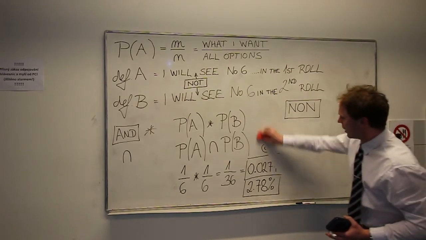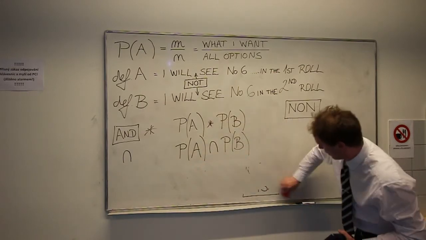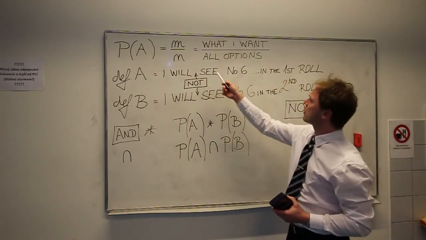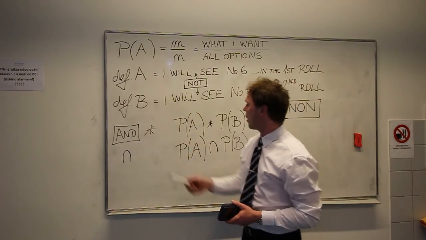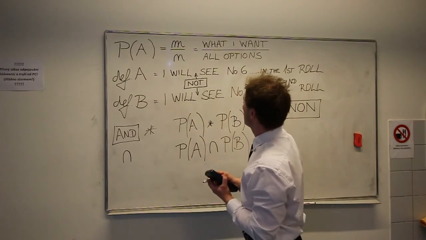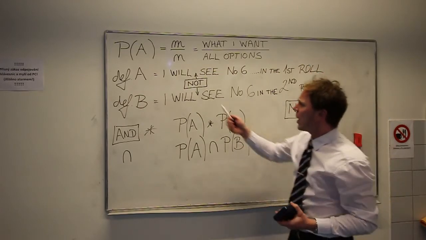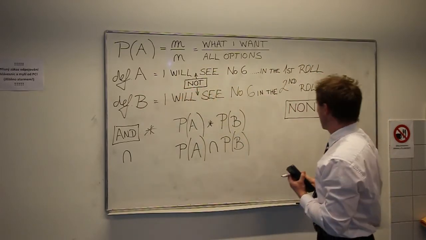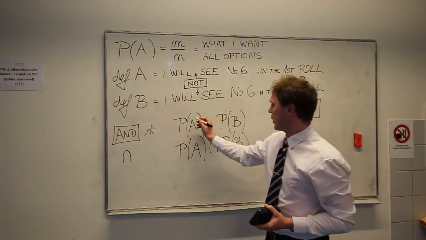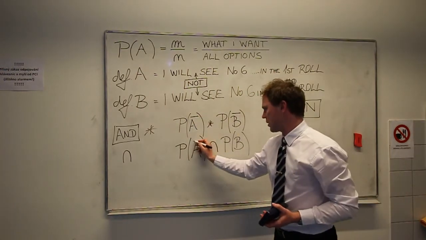So I will delete this, and we will repair this. I will not see number 6. So I'm calculating the probability of random event A non, because there is a negation. I will see number 6, so now I will not see. Either we can negate the original definition A, or we just simply write here this negation, and also here this negation.